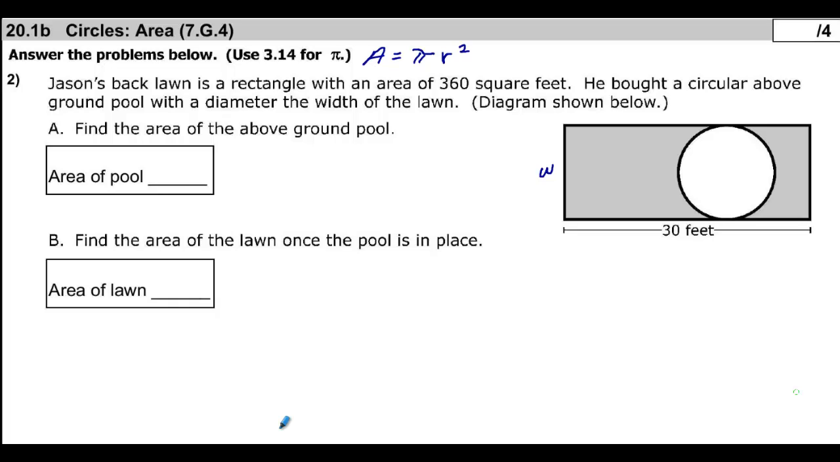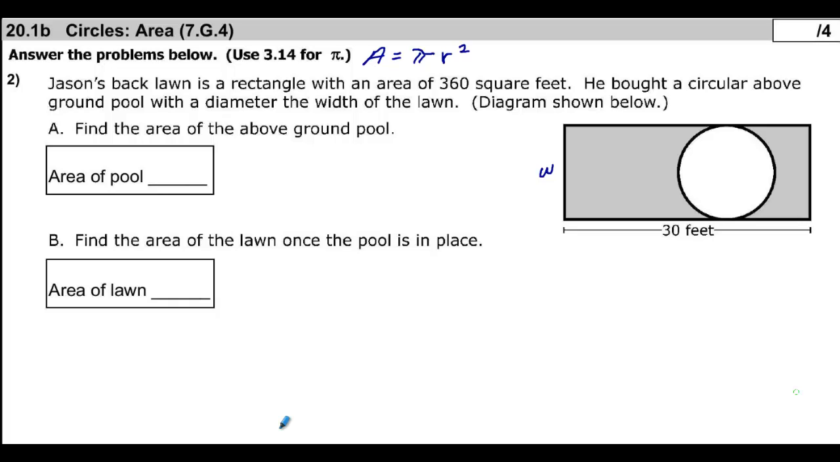All right, here's the second video from the week 21 test, and this is also the second video for concept 21B. This is a concept where we are doing application problems around area of circles.